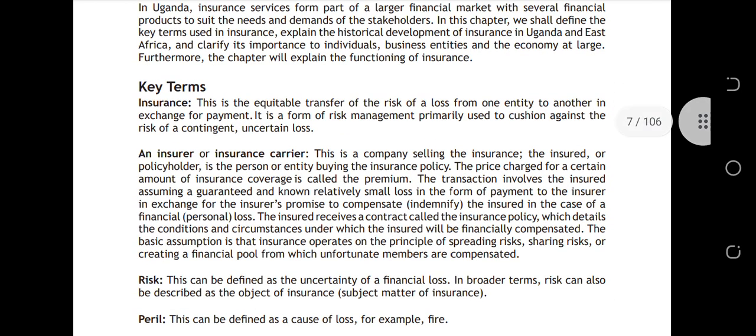In the key terms, we talk about insurance. Insurance is the equitable transfer of a risk of a loss from one entity to another in exchange for payment. For example, you have signed up for a health insurance or a motor insurance, whatsoever it is, you have been paying some amount of money to your insurance company. As you pay, you will be equitably compensated for the amount of money that you have been paying the company.